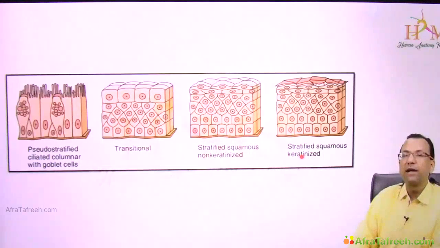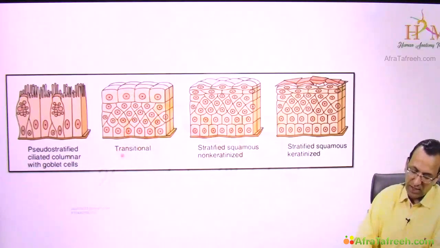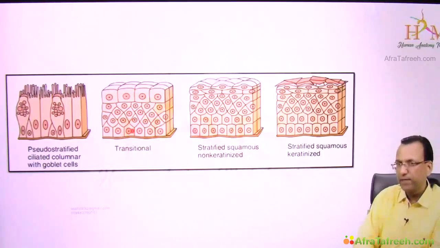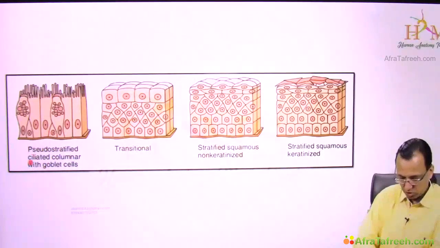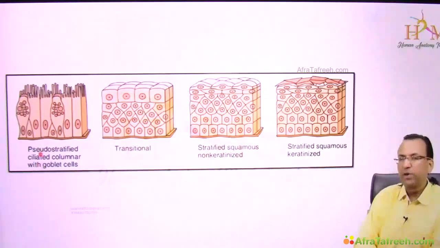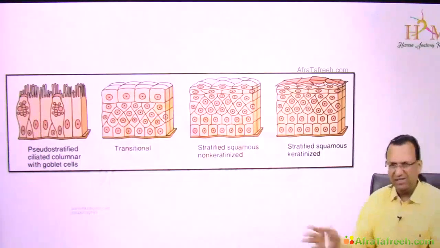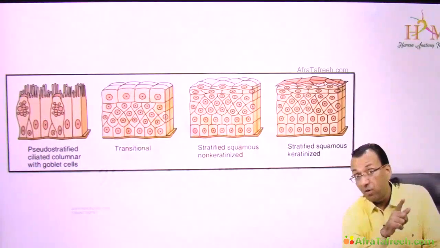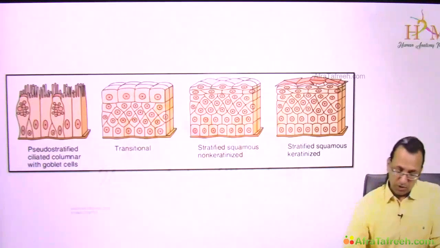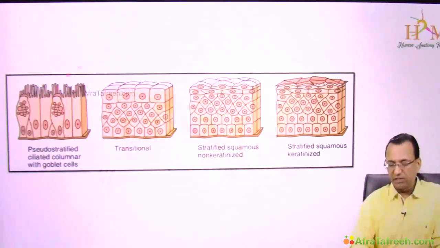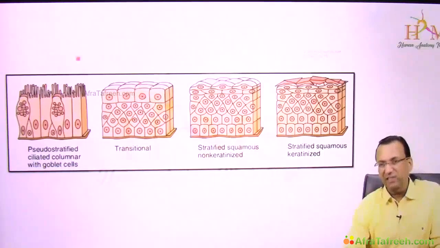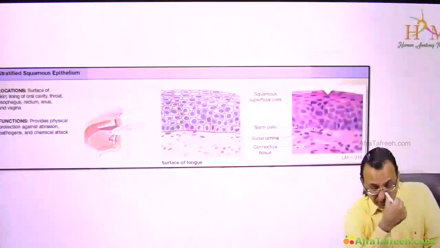On the other hand, we have to consider transitional in the renal tube, urothelium, and pseudo-stratified ciliated columnar with the goblet cell in the respiratory tube. So this is under stratified epithelium, though they are not pure. See, I told you, pseudo-stratified is not exactly stratified, and transitional is not exactly stratified because each cell is touching the basement membrane. They cannot qualify as stratified as such. They are different.